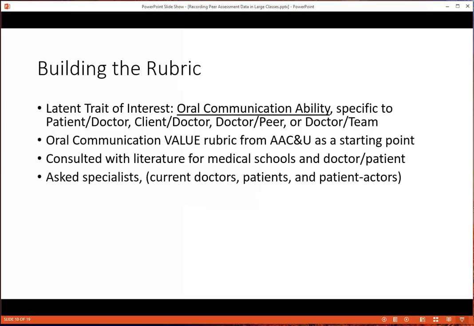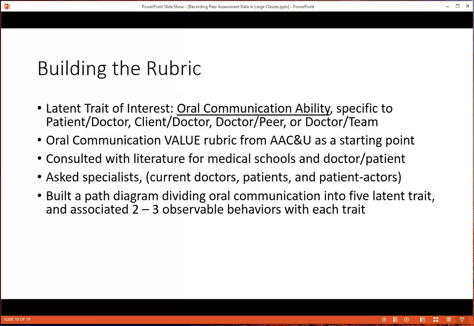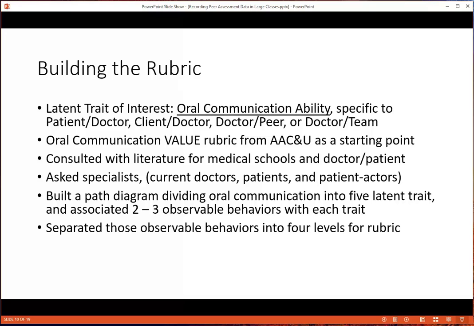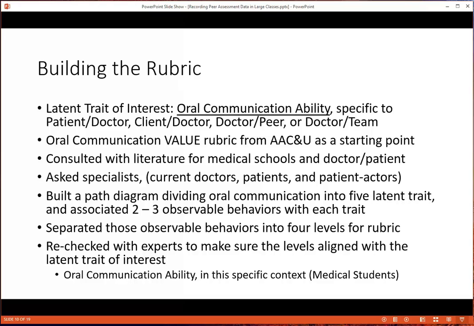Always consult with literature, ask your specialists, build a path diagram. I'll show you mine on the next slide. Separate your observables into levels, and then recheck to make sure you're aligned with the actual ability. Throughout all these bullet points here, I do think that sometimes people lose track of the original latent trait that they're trying to look at. So do your best to, once you've got that good looking rubric that you think looks great, take some moment, step back and say, hey, does this really assess the latent trait that we were interested in?